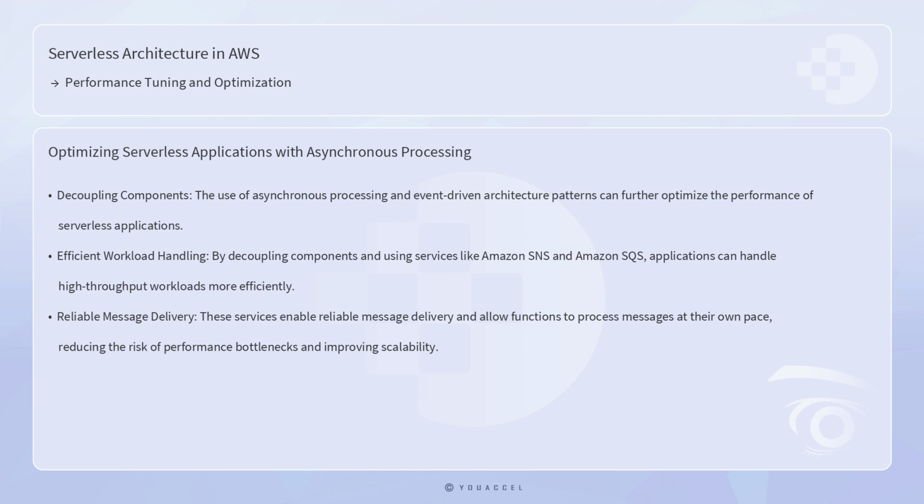By decoupling components and using services like Amazon Simple Notification Service and Amazon Simple Queue Service, applications can handle high-throughput workloads more efficiently. These services enable reliable message delivery and allow functions to process messages at their own pace, reducing the risk of performance bottlenecks and improving scalability.